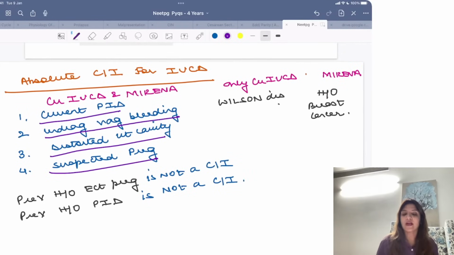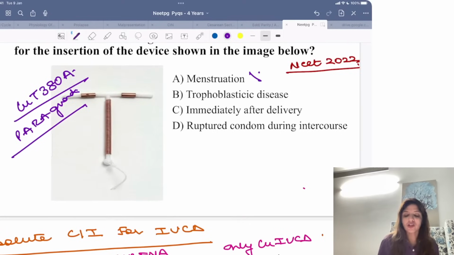For only copper IUCD, Wilson's disease is an absolute contraindication. For Mirena, if there is history of breast cancer, that's an absolute contraindication. Please remember, previous history of ectopic pregnancy and previous history of PID are not absolute contraindications. So menstruation is not a contraindication. Immediately after delivery is not a contraindication. Ruptured condom during intercourse is not a contraindication. A contraindication is trophoblastic disease, that is a type of pregnancy, and any suspected pregnancy is a contraindication for using copper IUCD.